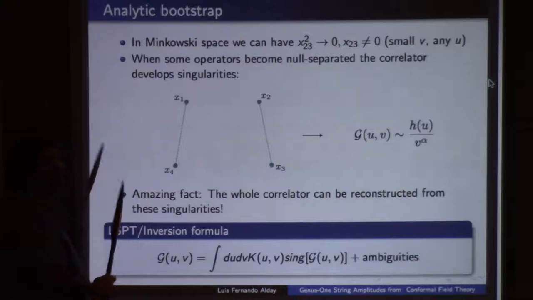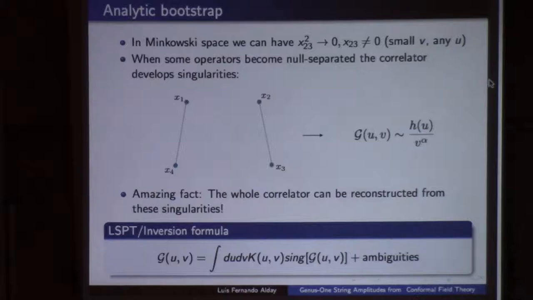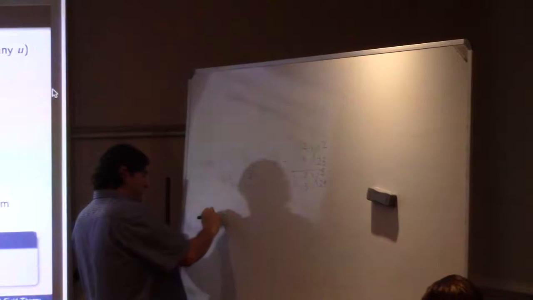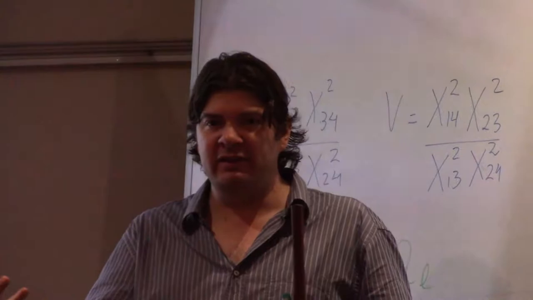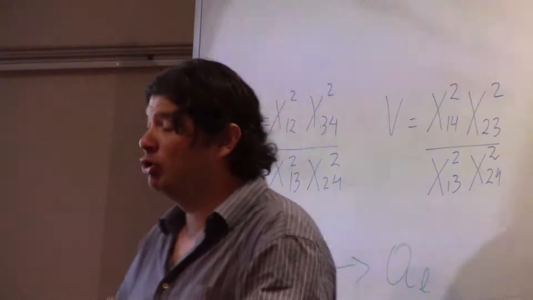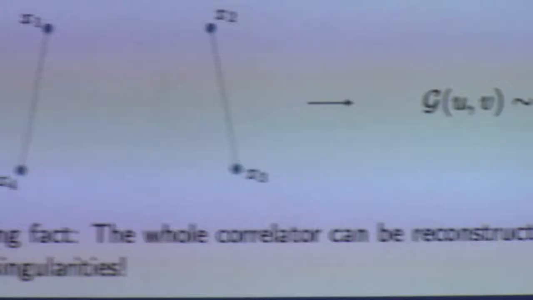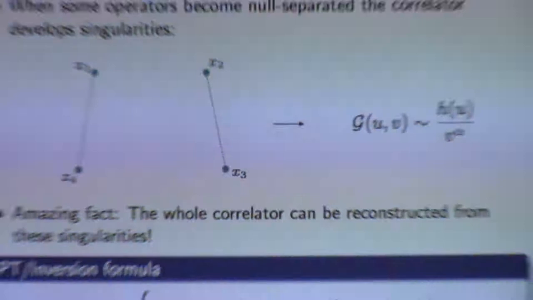Now, the way I showed this to you is by telling you that once you have these null singularities, this double discontinuity, you could basically reconstruct all the OPE data, the CFT data. But of course, once you have the full CFT data, you can plug that back into the sum of conformal blocks. So the idea is that the whole correlator can be reconstructed from this singular part of the correlator. Is that okay?